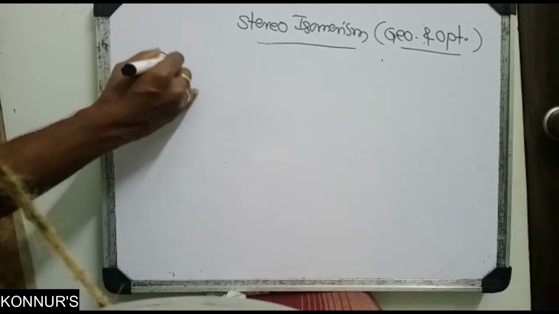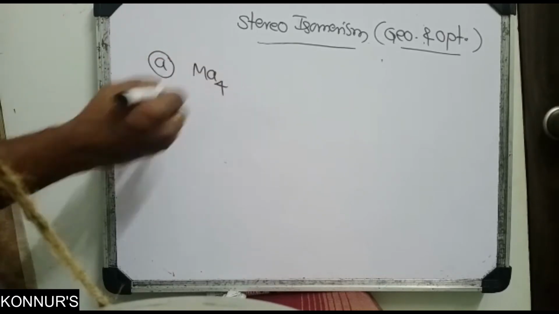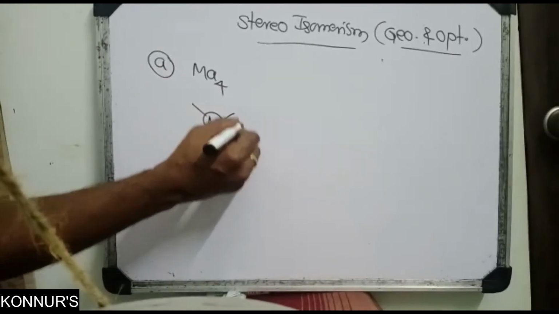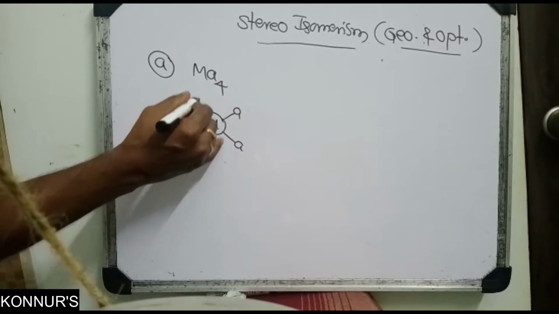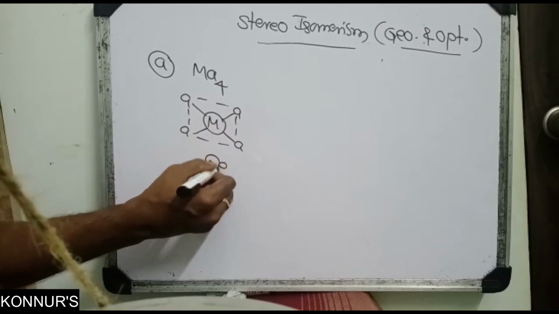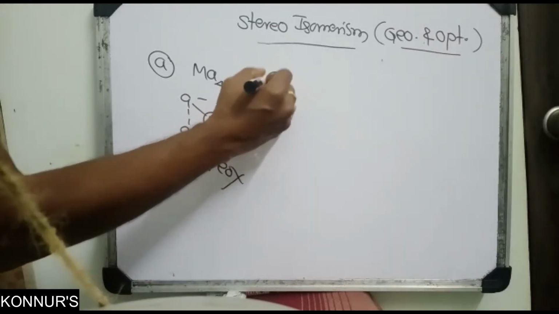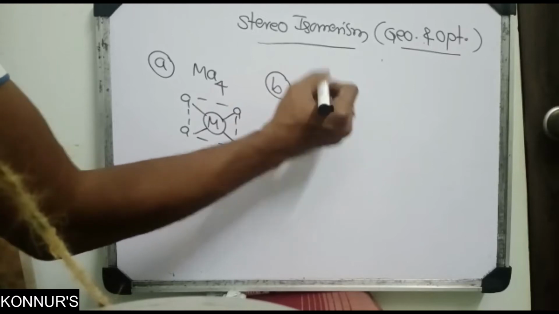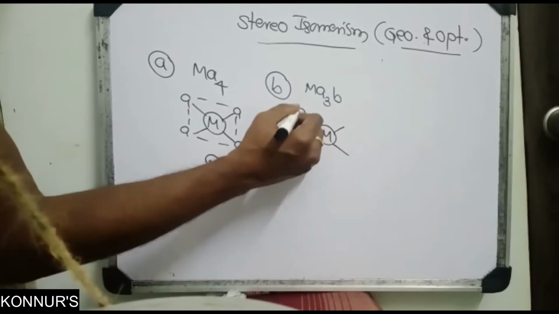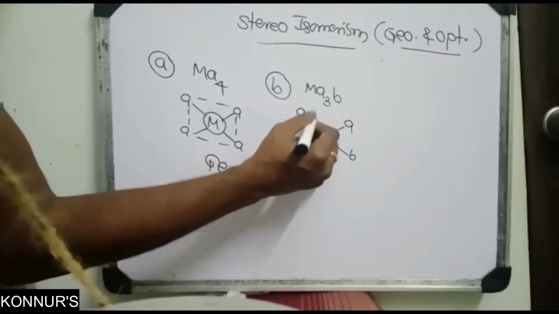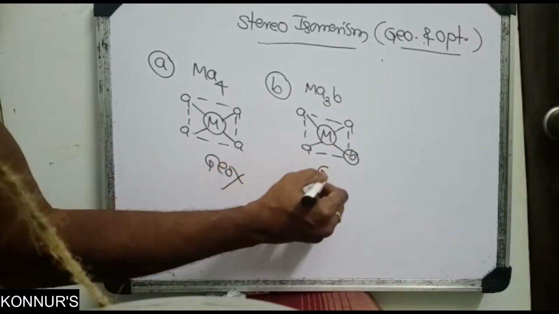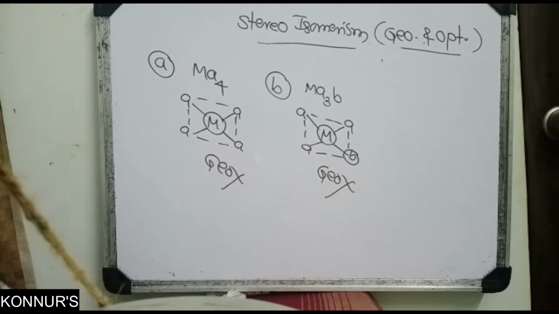In this, Ma4: the metal is surrounded with four similar ligands. You can't write more than one structure, and that means there is no geometrical isomerism. Next, you take Ma3b. Ma3b means M with 4 ligands: A, A, A, B. You can't write more than one structure here also, so it does not show geometrical isomerism.